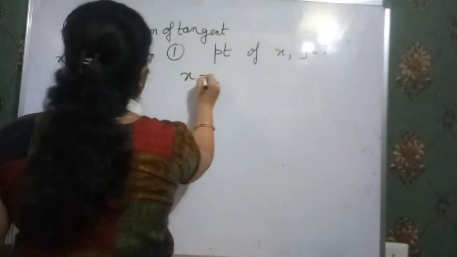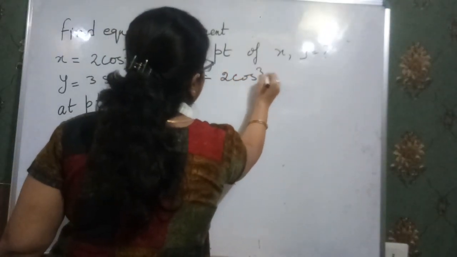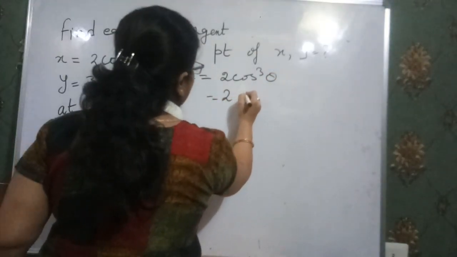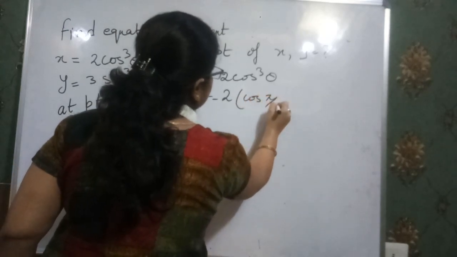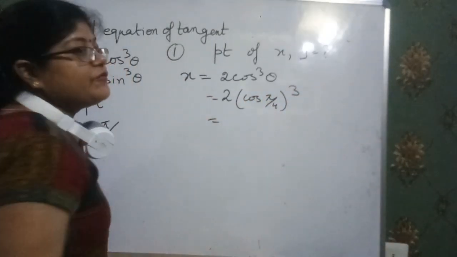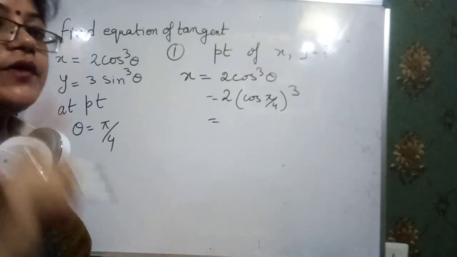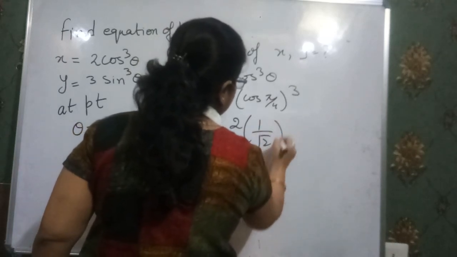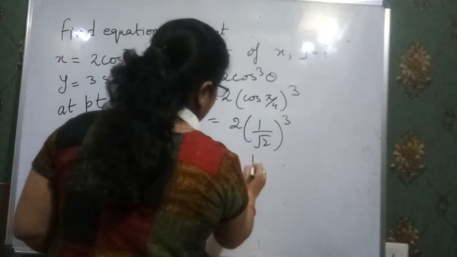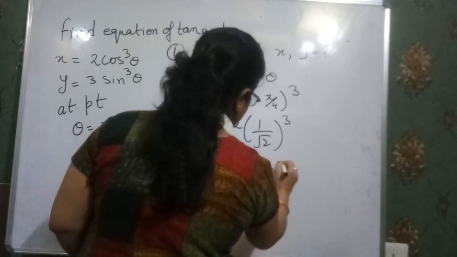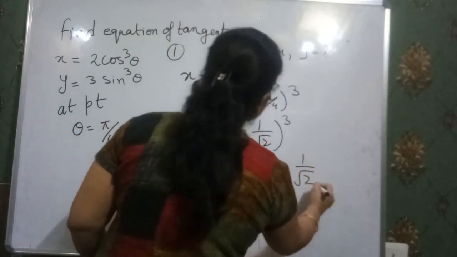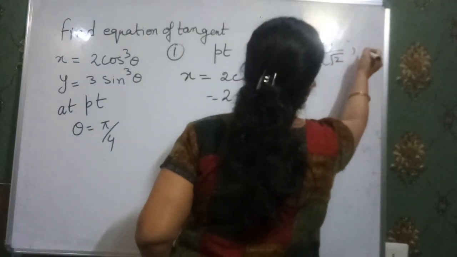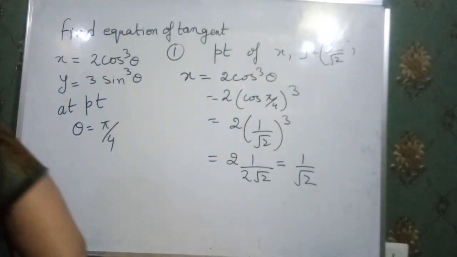You just take one by one. x is equal to 2 cos cube theta. Now put the value of theta equal to pi by 4 in this equation. We have cos pi by 4 to the cube. So cos pi by 4, that is 45 degrees, is 1 over under root 2. So here we have 1 over under root 2 to the power cube, so we have 1 over 2 under root 2, and here I am left with 1 over root 2. So the value of x is 1 over root 2.